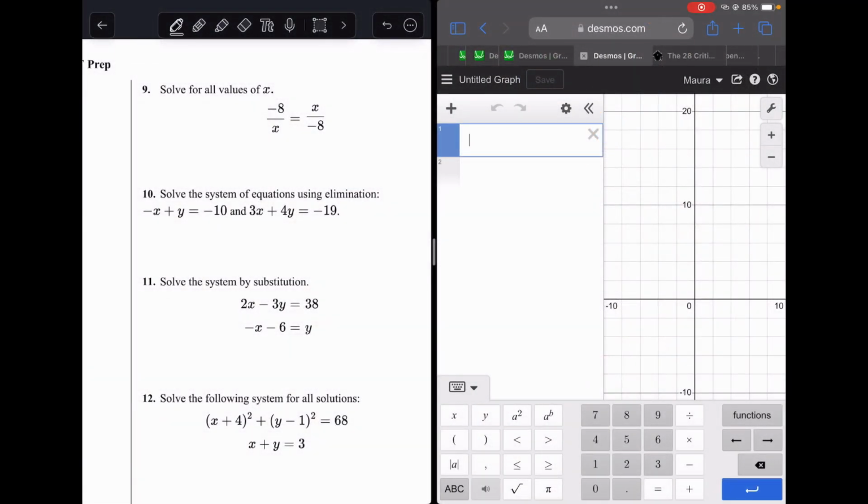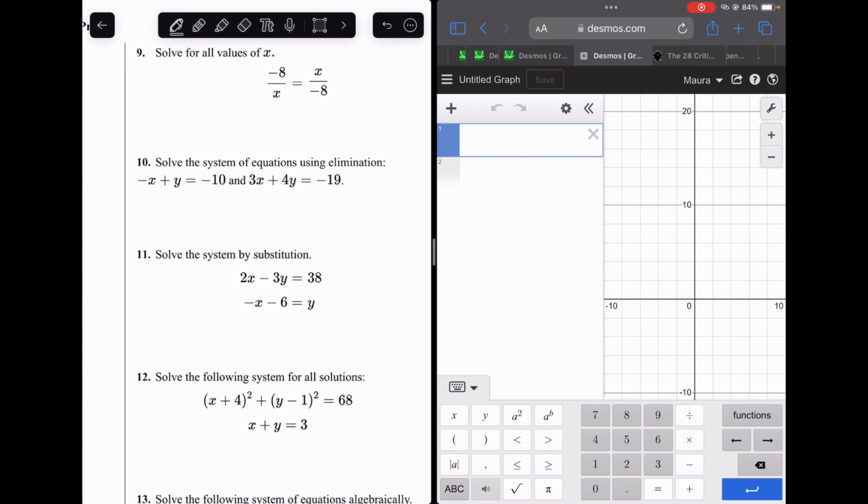Another thing you might be asked to do on the SAT is solve a system of equations. And that's when you have more than one equation with more than one variable. So you were taught to do this in Math 1 through elimination, substitution, graphing, and we're going to use the graphing method, but we're going to have the graphing calculator do it for us.